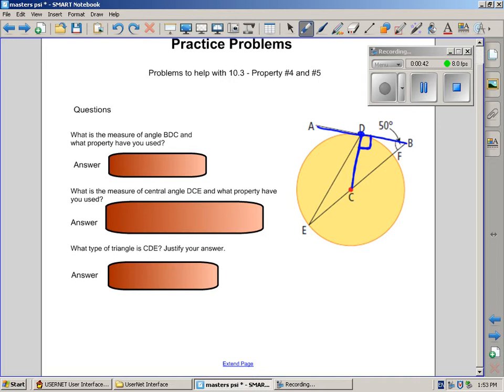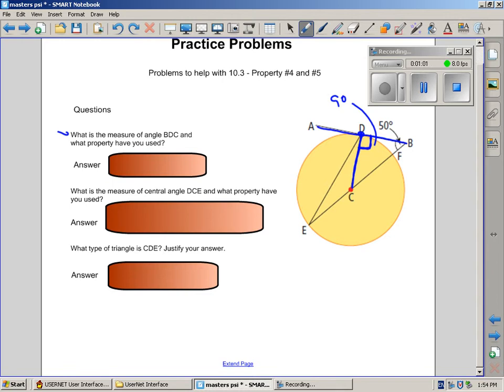Okay? Now, the first question says, what is the measure of angle BDC, which is that angle that we just looked at, and what property did we use? Well, that would be property 4, and it is 90 degrees because of property number 4.